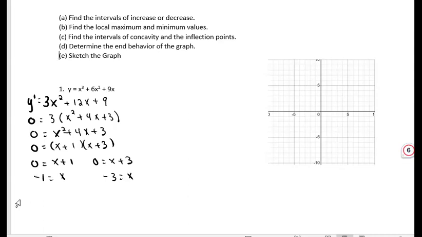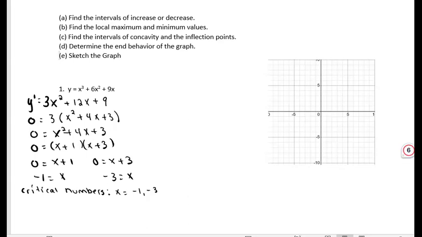So that means I have two critical numbers. So remember, the zeros from our first derivative test were our critical numbers. So these are our critical numbers. So -1 and -3, or -3 and -1, however you want to put them in order, are our critical numbers. So next, we draw our first derivative test table, and we use our critical numbers to split apart our table.